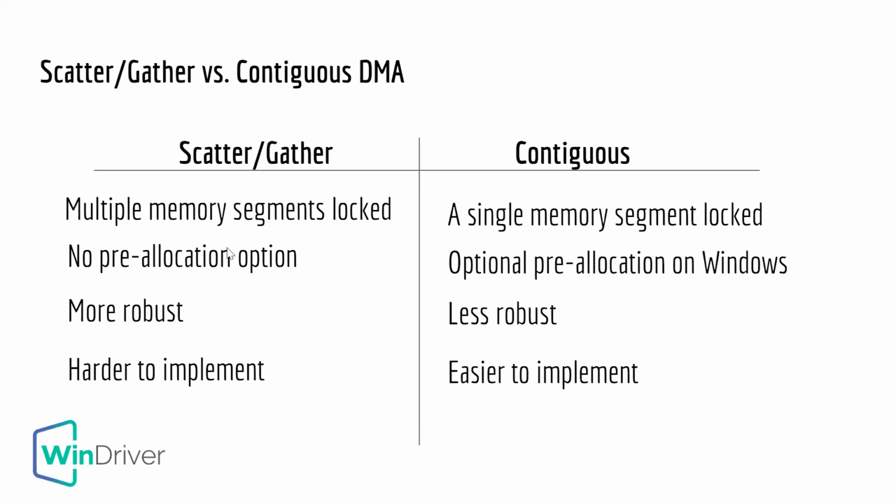Essentially, the whole point of scatter-gather is that it is robust, okay? Even if there is no one large chunk of memory available, you can utilize scatter-gather to perform the DMA. However, with contiguous, if you don't have this chunk of space, it will not work, and thus it's less robust. Scatter-gather is harder to implement because we are dealing with a lot of pages, and contiguous is easier to implement because we have one page. But again, it's less robust.